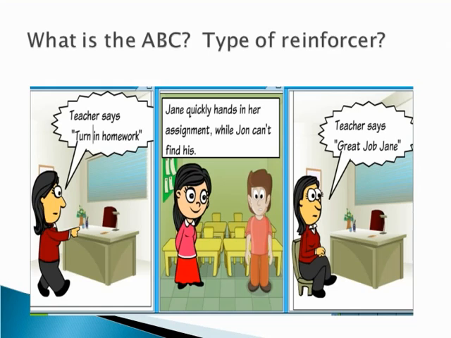The teacher says, turn in the homework. Jane turns her homework in, and John can't find his. So the teacher says, great job, Jane. She reinforces Jane for turning in the homework. And then what type of reinforcer is this? Right, it's social reinforcement because of the words that the teacher has said to Jane.